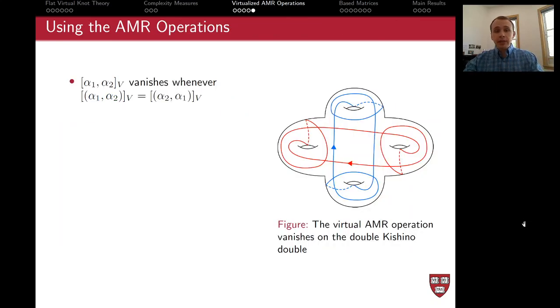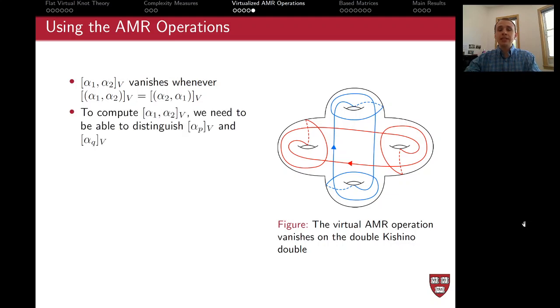So that being said, when you're looking at these pairs with the virtual AMR, where we let the virtual homotopy classes wander around, unfortunately it vanishes anytime you can use a virtual homotopy to exchange the order of your two components. So for instance, in what I've come to call the double Cashino double, it's a two-component version of the flat Cashino double. If we perform a rotation on this flat virtual link, then you end up just exchanging the components. So now that means the virtual AMR is going to vanish here.